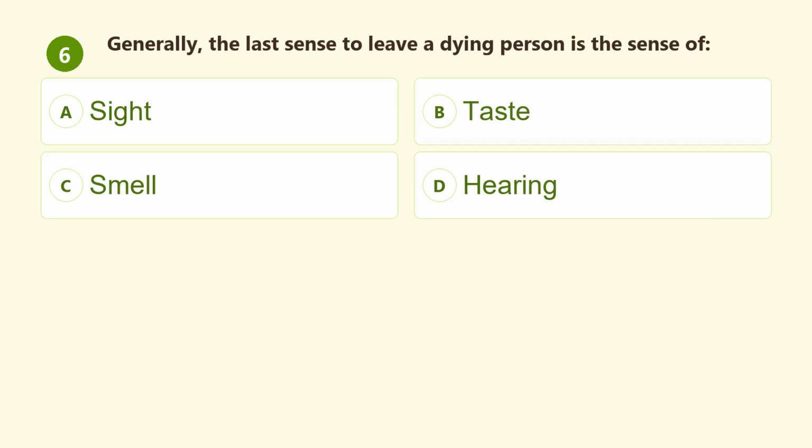Question 6. Generally, the last sense to leave a dying person is the sense of Option A, sight. Option B, taste. Option C, smell. Option D, hearing.